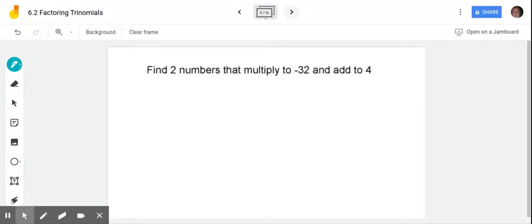Find two numbers that multiply to negative 32 and add to 4. So let's start with 32, and let's list the factors. It's 1 and 32, 2 and 16, 4 and 8. So now I need a combination of those that when I add them, I would get a positive 4.